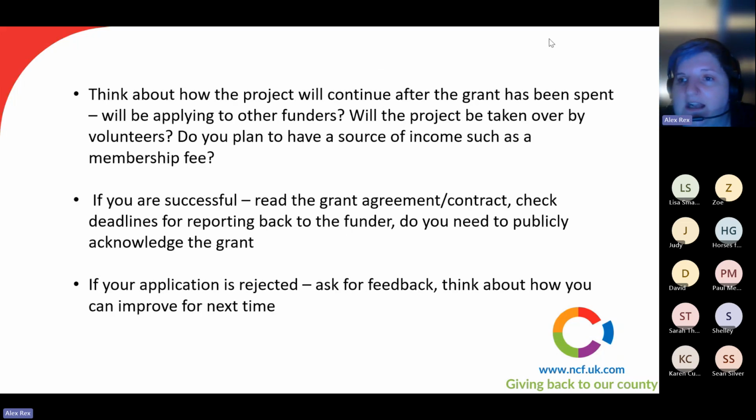Think about sustainability. So how is your project going to continue after the grant has been spent? Are you going to have a look at ways of reducing the cost of the project? So, for example, a volunteer is going to take it over. Are you going to have different sources of income, such as maybe corporate sponsorship? Are you going to work on your donations and income strategy? Are you going to try and charge a membership fee? Think about all those things about how it's going to be sustainable rather than just purely relying on grant funding.